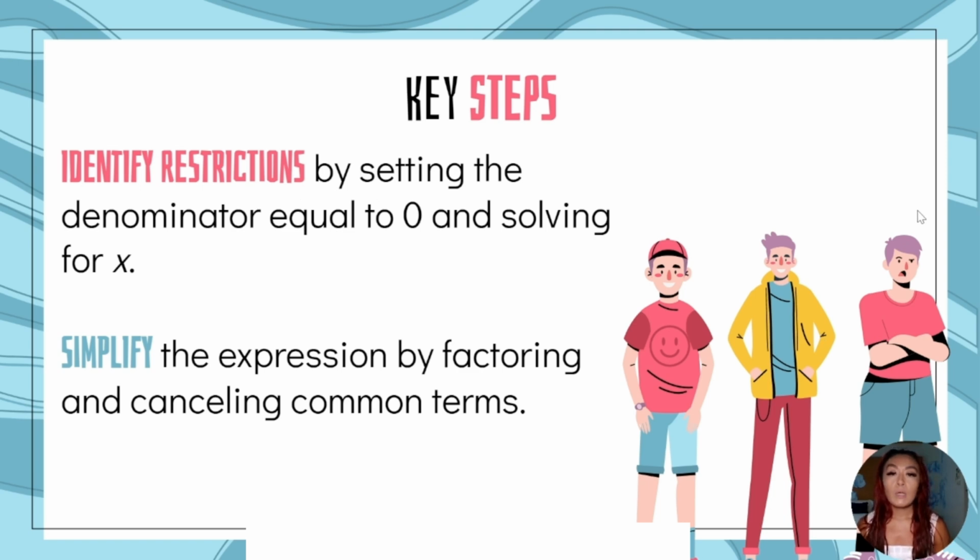So some key steps would be to identify restrictions and then simplify. You can identify your restrictions by setting your denominator equal to 0 and solving for x. That way you know these are the x values that x cannot be, because that would make the expression undefined. And then you can simplify the expression by factoring and canceling out common terms.